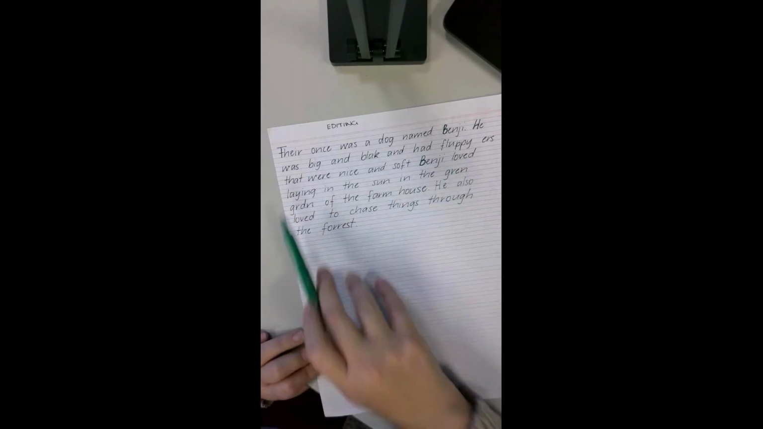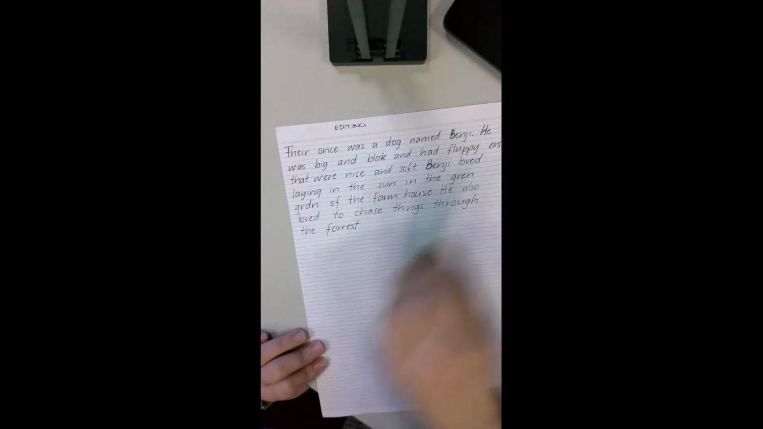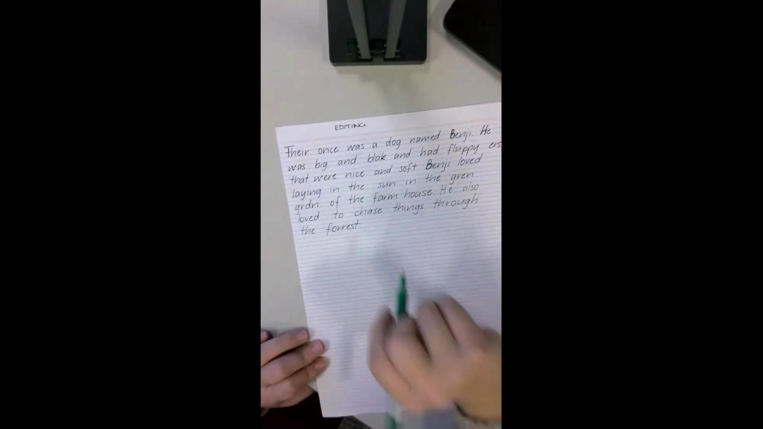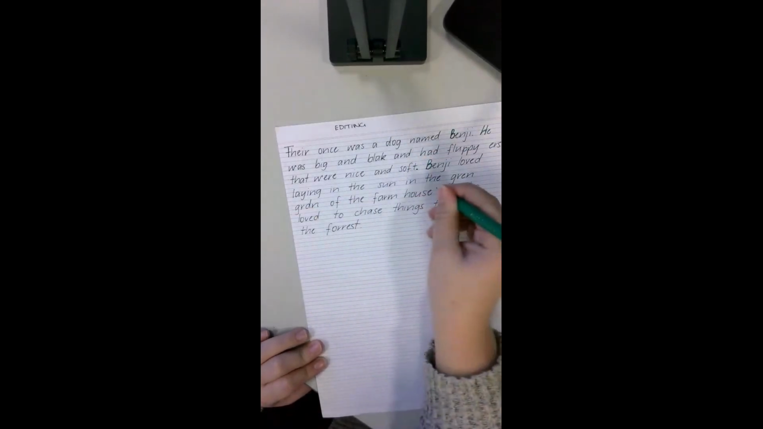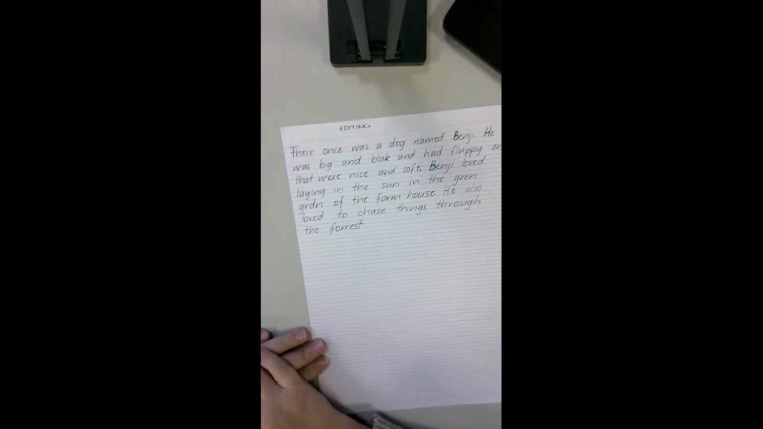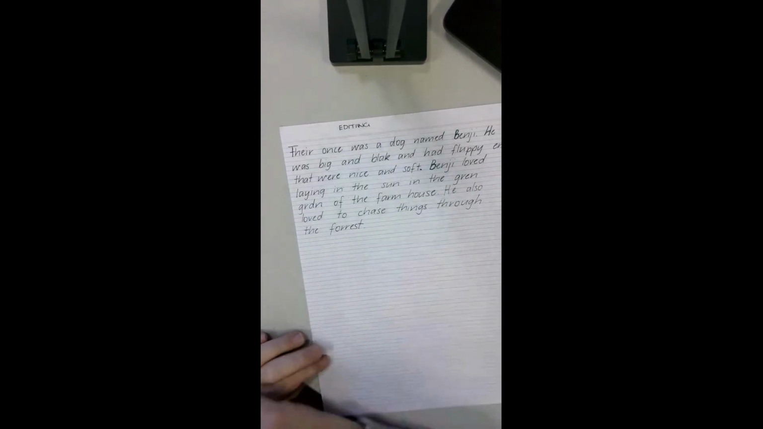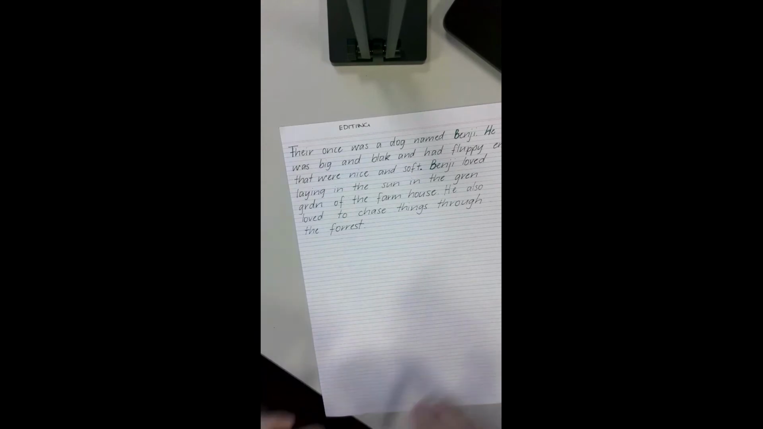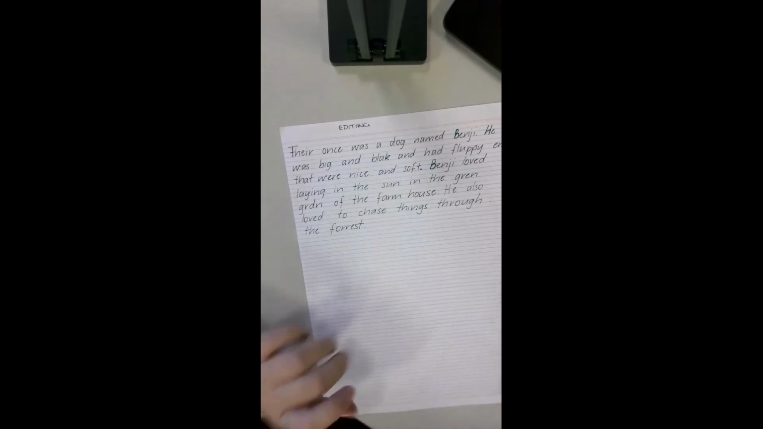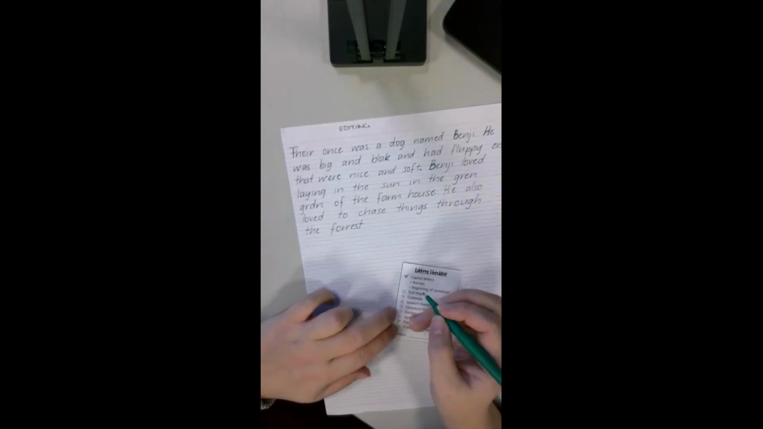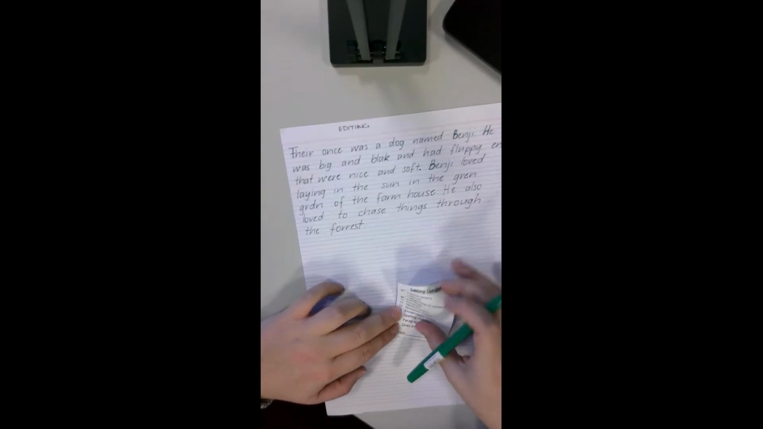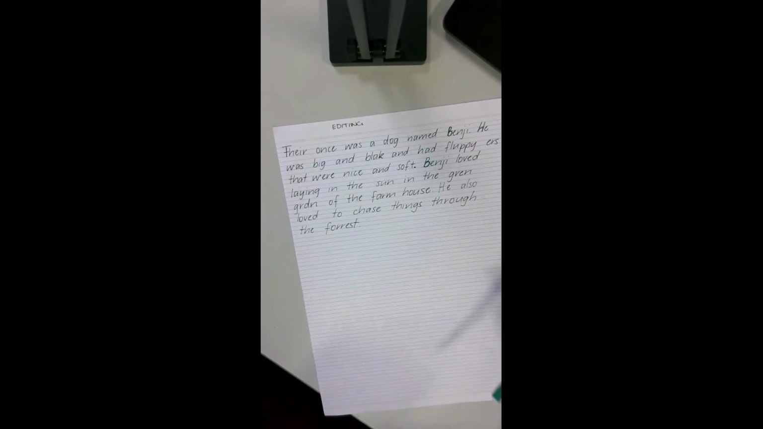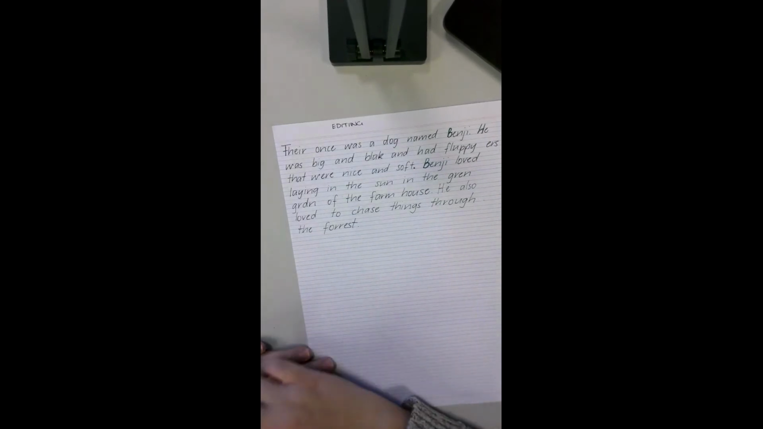Let's have a look. He was big and black and had floppy ears that were nice and soft. I need to put a full stop there because then it goes into a new idea. Benji loved laying in the sun in the green garden of the farmhouse. Good. And there's a full stop there. He also loved to chase things through the forest, and there is a full stop there. So I think we're pretty good for full stops there. I've added in the one I think I missed or that I had to put in to break up my sentences. All right, commas. Do I need any commas?